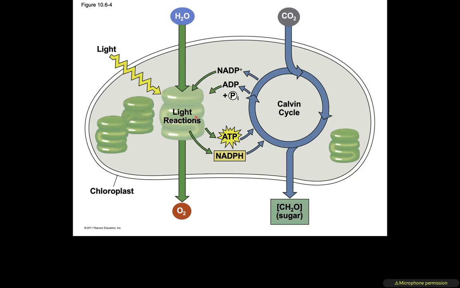And if you recall, we also had something called stroma. Stroma was the jelly in the room. So all of the semi-fluid gel in the room is called stroma. And that is where the Calvin cycle is going to take place.